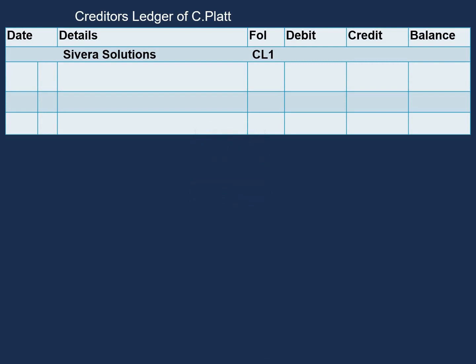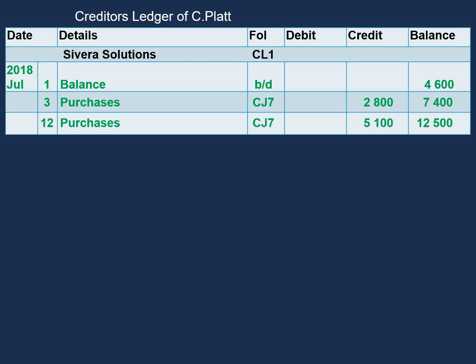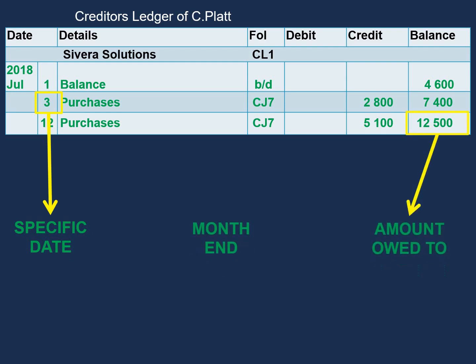In our creditors ledger of Cplat, our first creditor is Severa Solutions, and we must always start with the opening balance. And Severa Solutions had an opening balance of 4,600. The second transaction is on 3 July, which is for purchases 2,800, and the last transaction for Severa Solutions was on 12 July and that was 5,100. Now please note that you need to enter the specific date when the transaction occurred, and at the end of the month this 12,500 is the amount owed to Severa Solutions.